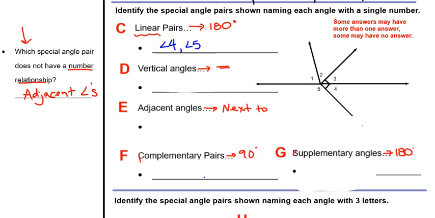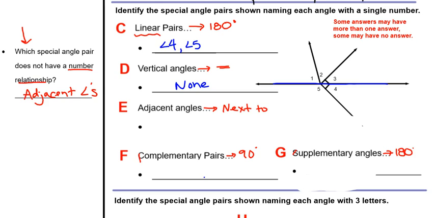Then for vertical angles, I actually said that there are none of those. Remember, those are the ones that are formed by straight lines, and so I have this straight line, but there's no other straight line that X's all the way through that to make angles that point at each other. So in this case, there are no vertical angles in that picture.